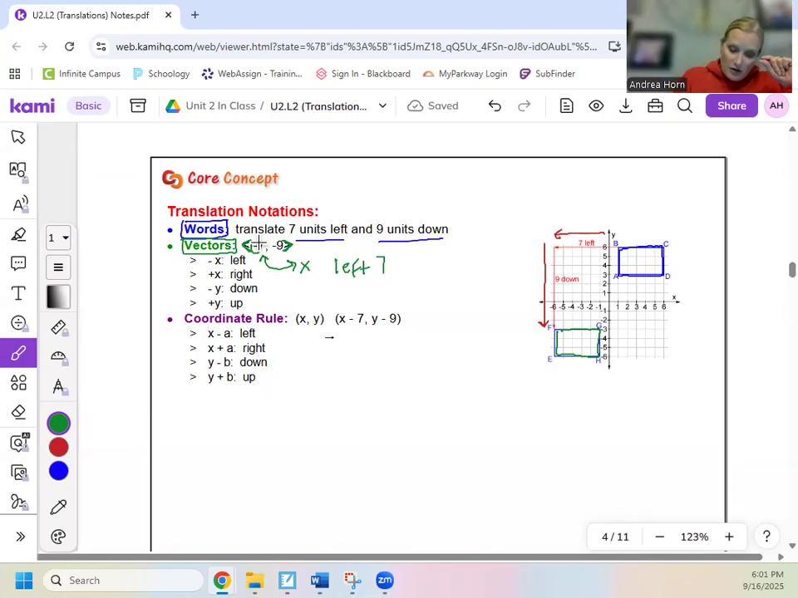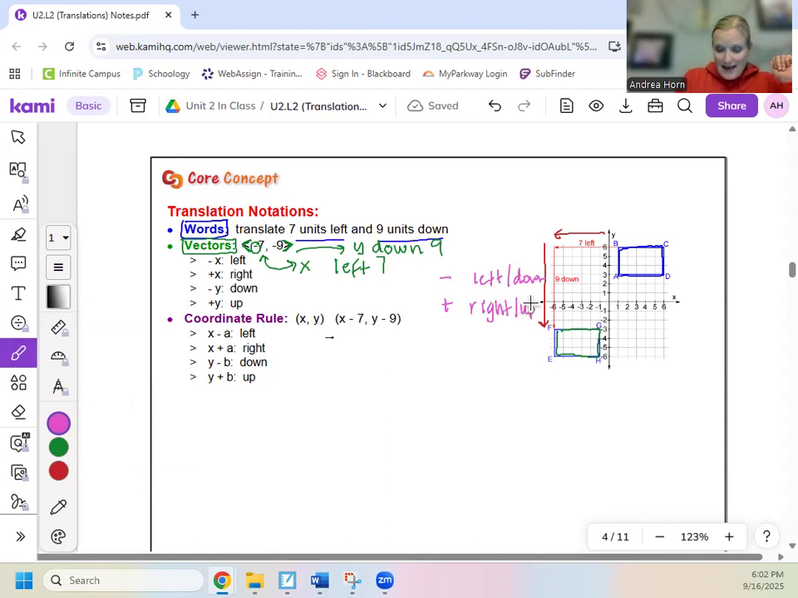So then when we look at -9, that's my Y. Negative means I'm going to go down. 9 means the distance I'm going to go is down 9. So again, if my Y is negative, that means I'm going down, and if my Y is positive, that means I'm going up. So in other words, any negative numbers mean either left or down, depending on which one you're talking about. Any positive numbers mean right or up.